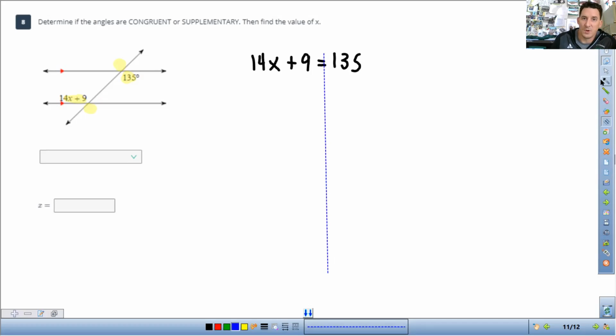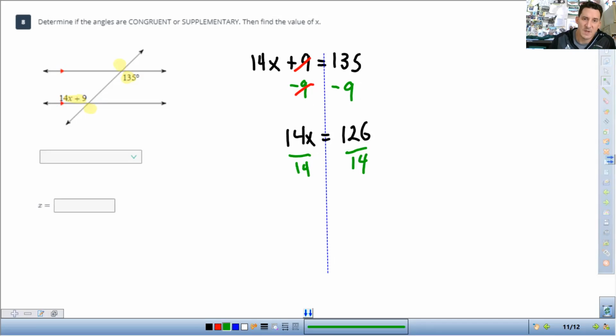So here I'm going to solve for x. I'm going to subtract 9 from both sides. Plus 9 minus 9 cancels out. You get 14x is equal to 126. Divide by 14. You're going to get x is equal to 9. Yeah, x is equal to 9.